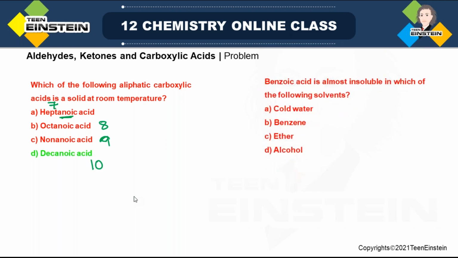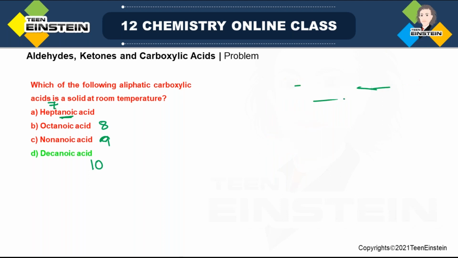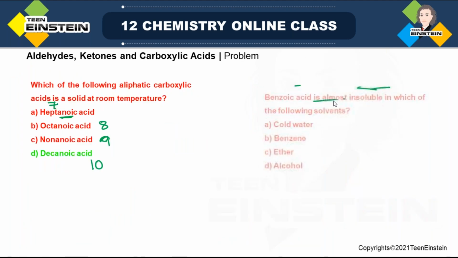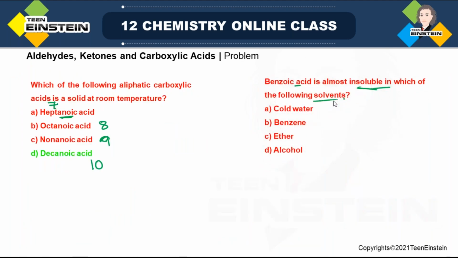Next question is related to solubility. Benzoic acid is almost insoluble in which of the following solvents? Now in the previous slide, remember in the last table, the last acid is benzoic acid, C6H5CO2H. If you consider water as solvent, a maximum of 0.29 gram is soluble in 100 gram of water. Now the question is asking, benzoic acid is almost insoluble in which of the following solvents?